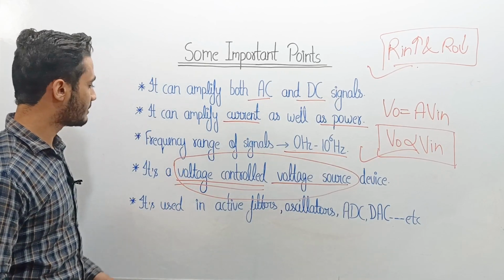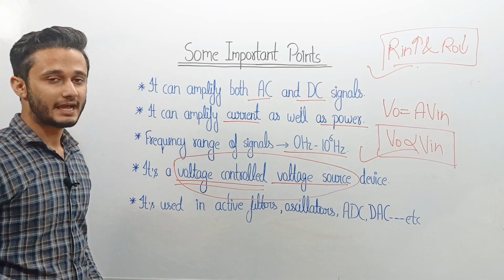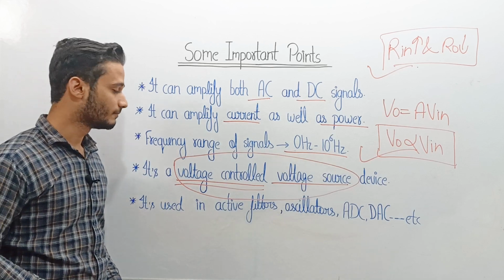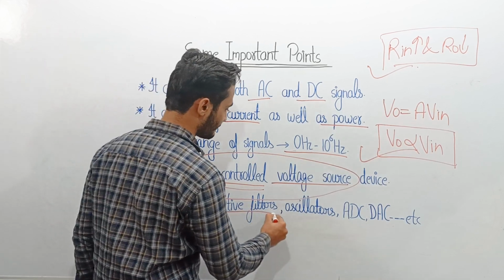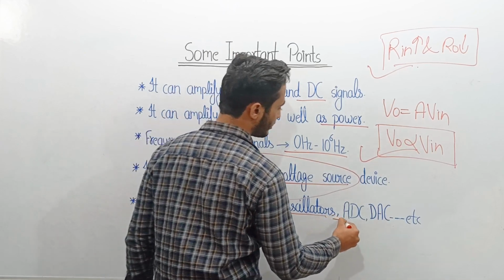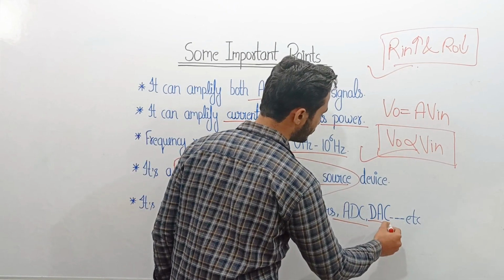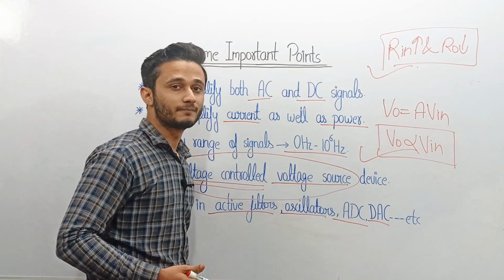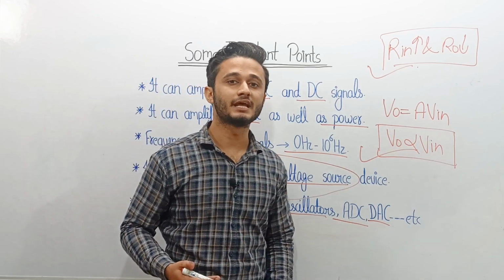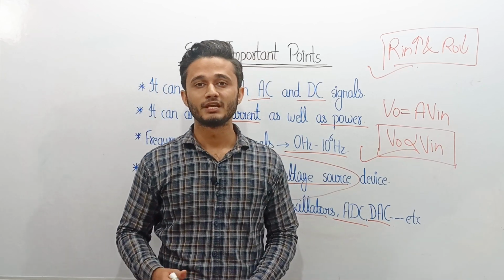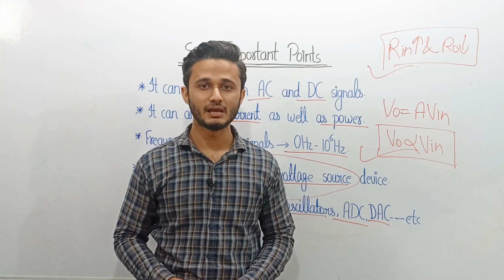The fifth point talks about the applications of an op-amp. As I have told you in the beginning of this video, they are used in active filters, in oscillators, in analog to digital converters, in digital to analog converters, and so on. They have a number of applications in analog electronics. So this was a brief introduction to operational amplifiers.